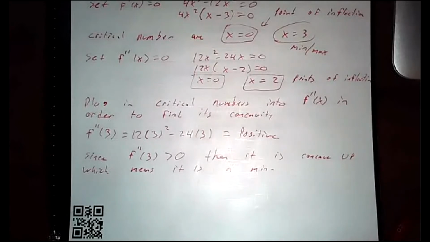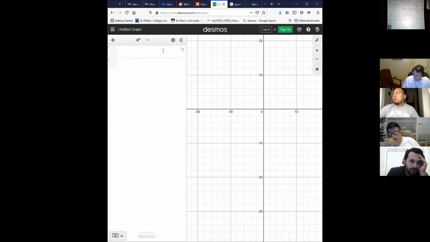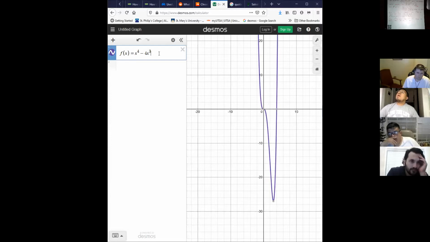Let's graph it just to see anything, or I don't know if we did. No, we didn't. Okay, so x to the 4th, right? This is the original. Minus 4x cubed plus 7. All right. So here is the minimum, which we said was going to happen at 3, right? Concave up. You see the shape? Or was the point of inflection?